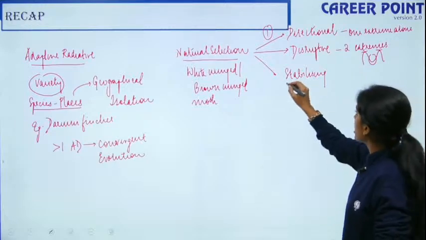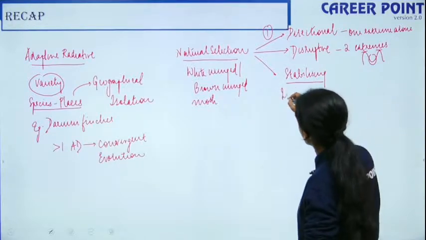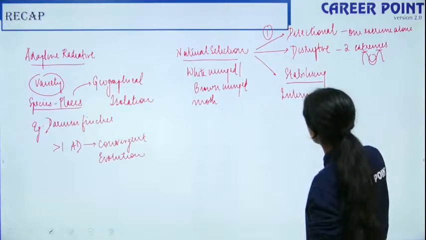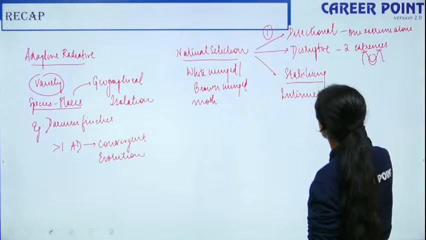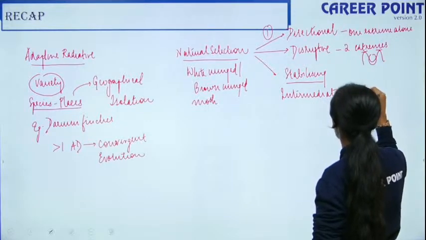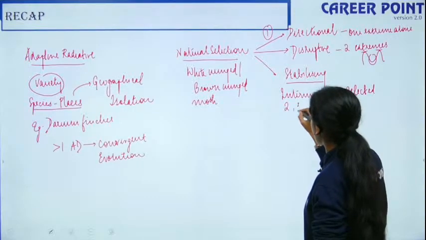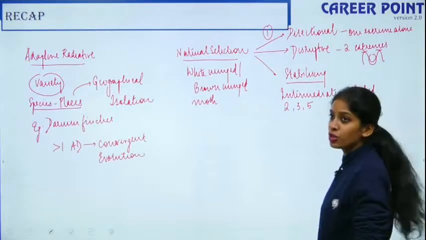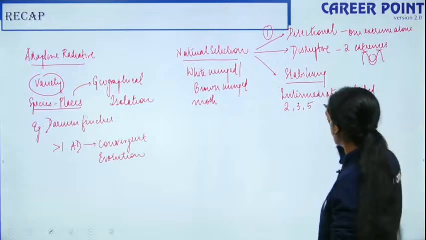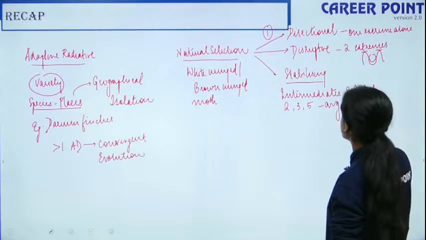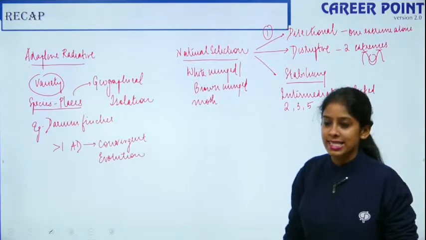Stabilizing selection is when the intermediates are selected and the extremes are lost. So if I say 2, 3, 5, the average of this will get selected here. So that is intermediate stabilization or stabilizing selection.